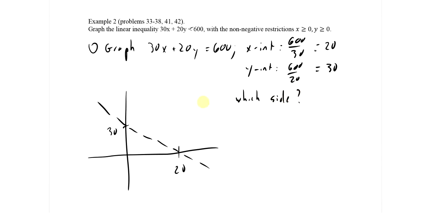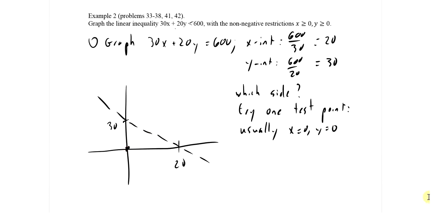Well, we know one side is a greater than side, right? So one side has 30x plus 20y is greater than 600. One side has 30x plus 20y is less than 600. So all we need to really do is try one test point. And usually x equals 0, y equals 0, right? The origin. Well, that's not on the line, so it's on one side of the line or the other. If we plug that into the inequality, what do we get?